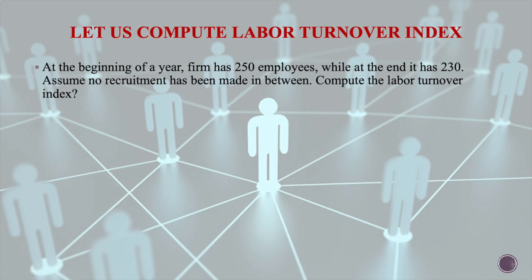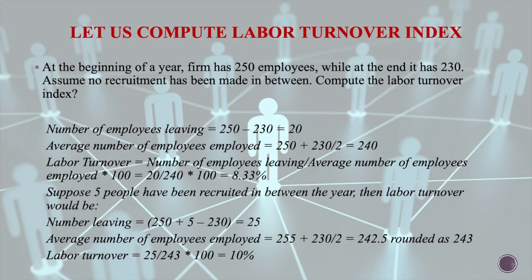Suppose let us compute a labor turnover index. Suppose at the beginning of a year, an organization has 250 employees, while at the end they have 230. Assuming no recruitment has been made, if the question asks to compute the labor turnover, then what we need to do is find the number of people leaving, that is 250 minus 230 equals 20. The average number of employees employed equals 250 plus 230 divided by 2 equals 240. And when you are doing labor turnover, it will be number of employees leaving divided by average number of employees employed multiplied by 100. So 20 divided by 240 multiplied by 100 equals 8.33%.